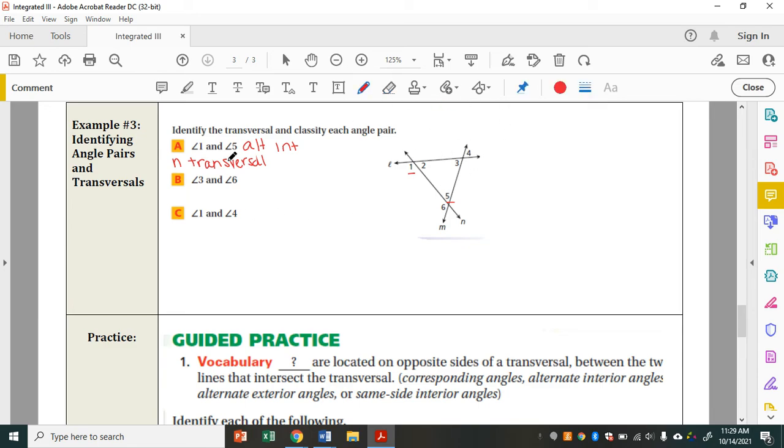Going to letter B, if I'm looking at angle 3 and angle 6, we're looking at these angles here. What's over here doesn't matter to us. We're only worried about angle 3 and angle 6. Again, if you cover this section up, it makes it a little bit easier to see that line M is my transversal. It's the line that cuts through both of the lines containing angle 3 and 6. Also looking at 3 and 6, they're on the same side of my transversal, but one's on the interior, one's on the exterior. This is going to be a corresponding pair.